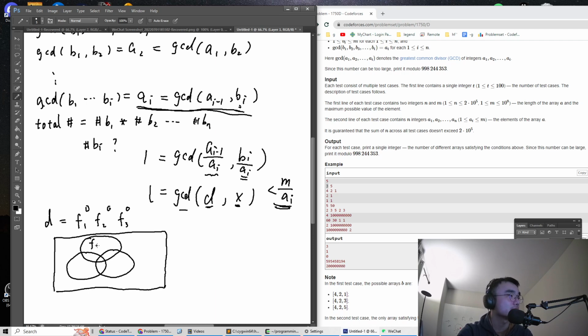One circle is all the multiples of f1, another is all the multiples of f2, and another is all the multiples of f3. And this blank part is what we want to count. This part is not any multiple of these 3 prime factors. That means they are the coprimes of d, right? And how do we count those?